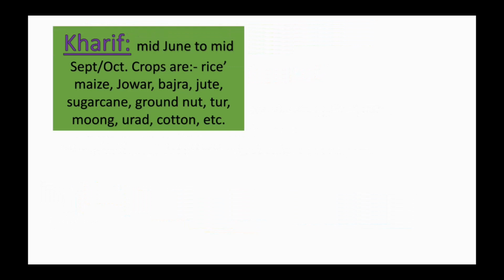Now a question may come to your mind: what is kharif? What is a kharif crop? What is the kharif season? This period is from mid-June to mid-September or October. Especially crops like rice, maize, jowar, bajra, jute, sugarcane, groundnut, tur, mung, urad, cotton, and many more are grown.